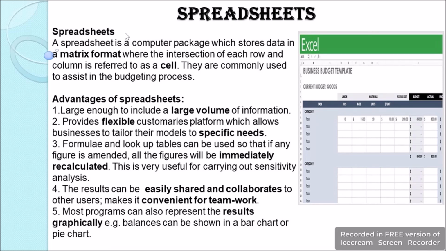Now let's understand the spreadsheet. A spreadsheet is a computer package which stores data in a matrix format. I have given an example here. This is the matrix format in which we store all the information in Microsoft Excel, and this is called a spreadsheet. Each of these squares, where the rows and columns intersect, is called a cell, and this is commonly used for the budgeting process.